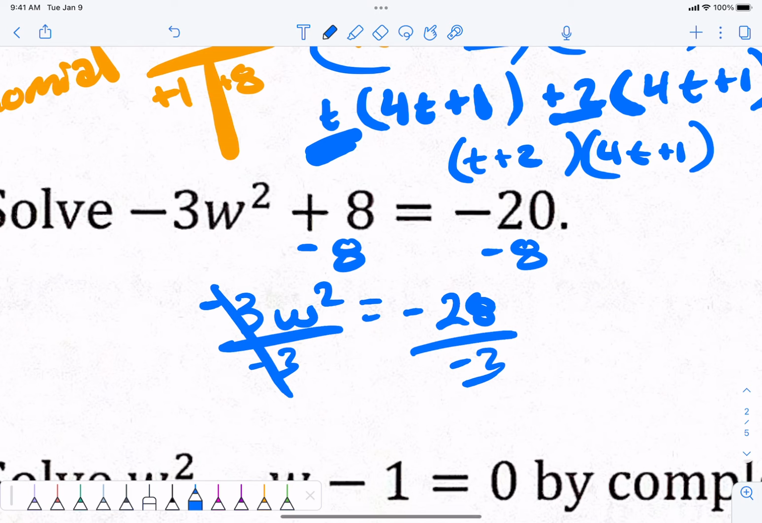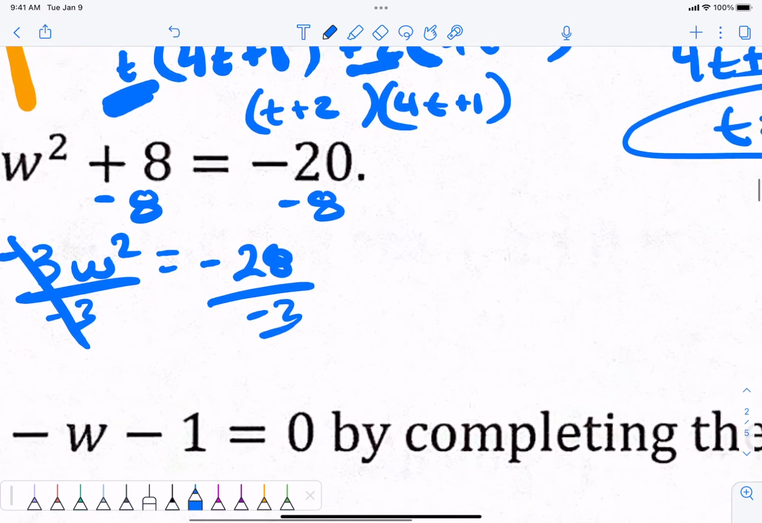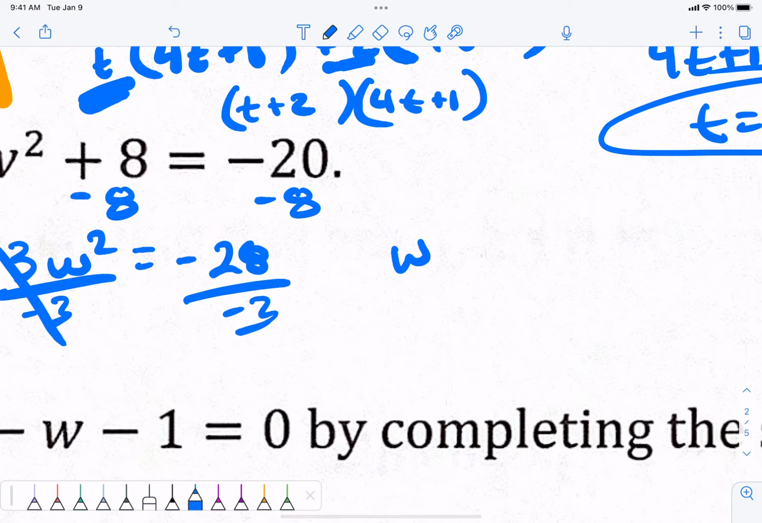What's 28 divided by -3? 9.33. We're just going to leave it as 28 over 3, because the negatives cancel out.